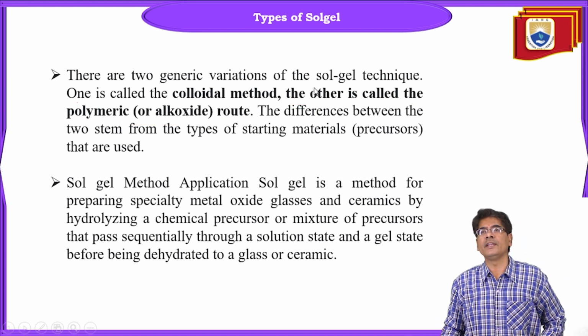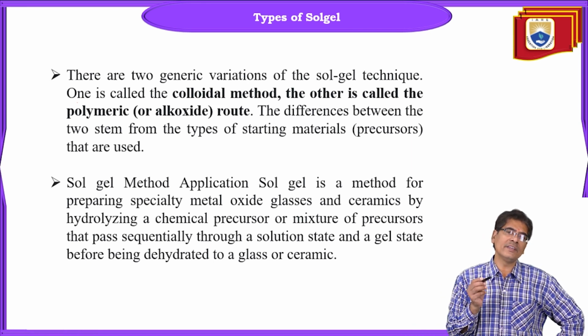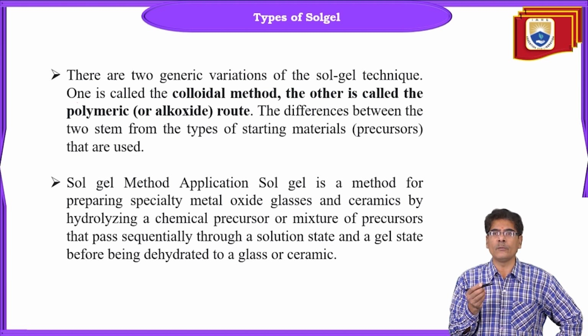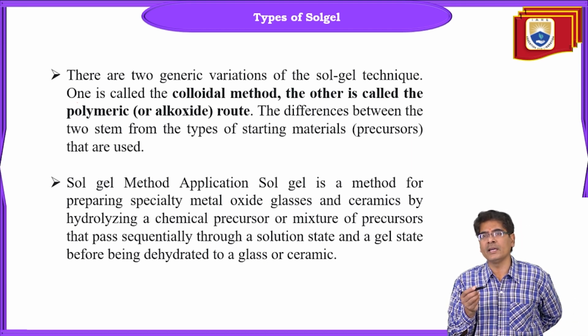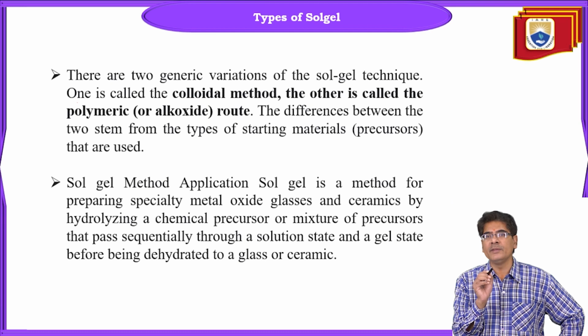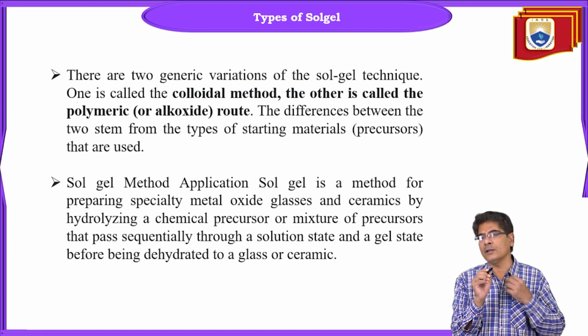There are two generic variations of the Sol-Gel technique. One is called the colloidal method. The other is called the polymeric or alkoxide route. The differences between the two stem from the types of starting materials, the precursors, that are used.